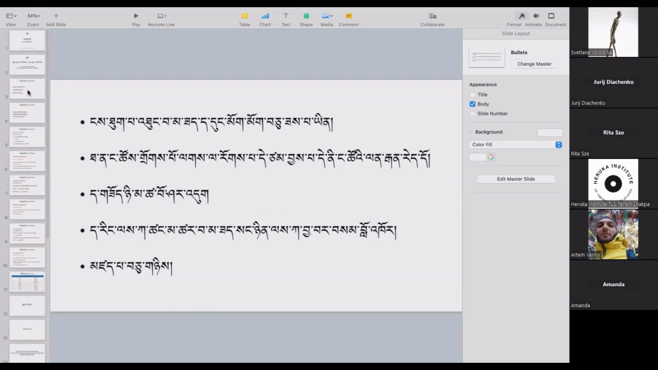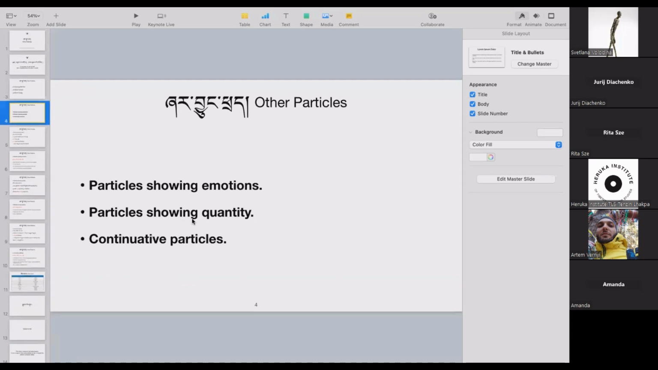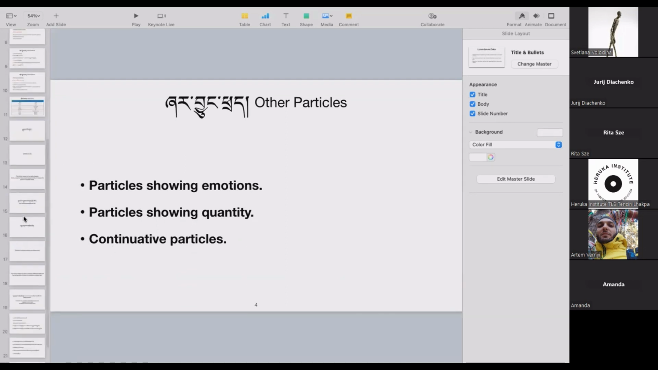So today we have studied some of the particles: particles showing emotions, particles showing quantity, and continuative particles. We will continue the same topic in the next class because we have a few more particles to go. And then afterwards, I think we'll try to integrate using these aphorisms in our daily dialogues or conversation, with some examples of those usages, of course. Most of these aphorisms also take a great deal of understanding of how Tibetan people think, because they are very much ingrained in the lives, philosophy and ideology of Tibetan people. And the examples are things that are related to things which are grown and used in their daily life.